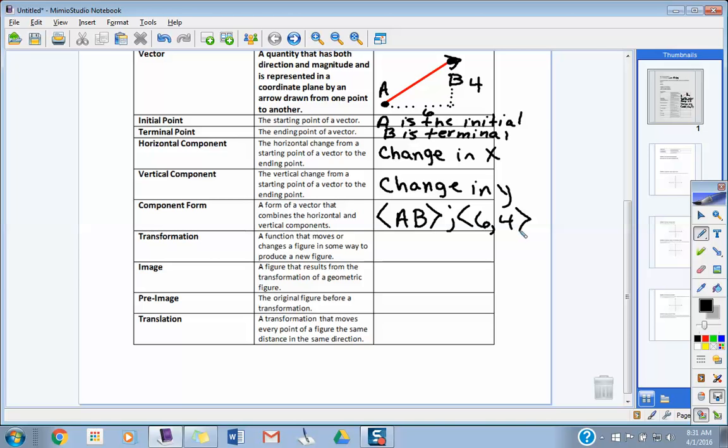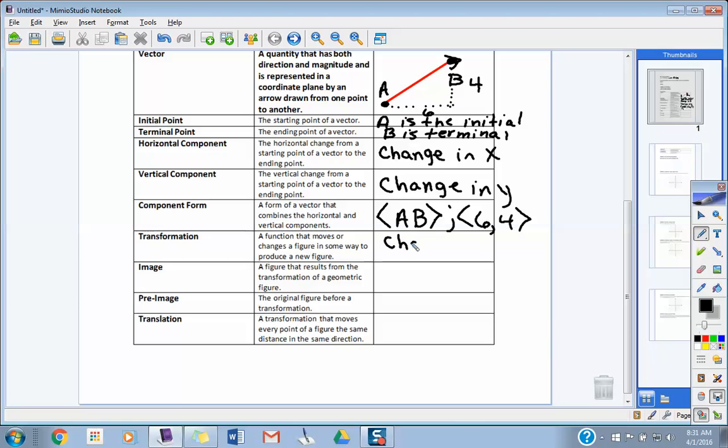Okay. All right. So this whole idea is about transformation. Specifically, we're going to talk translations in this chapter. But a transformation is kind of the whole broad group of the stuff that we're going to talk about this chapter. The thing you really need to know is that a transformation is a function that moves or changes a figure in some way to produce a new figure. Basically, you need to understand transformation simply means to change the figure.